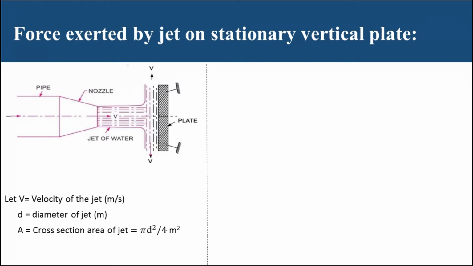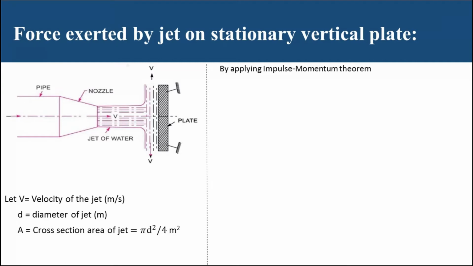Then consider a vertical stationary plate as shown in the figure. This jet is striking the plate such that the direction of the jet is exactly perpendicular to the vertical plate. That means the jet is flowing in the horizontal direction and the plate is in a vertically upright position. In this case we are going to determine the force exerted by the jet on this stationary vertical plate. So we'll start with our derivation part.